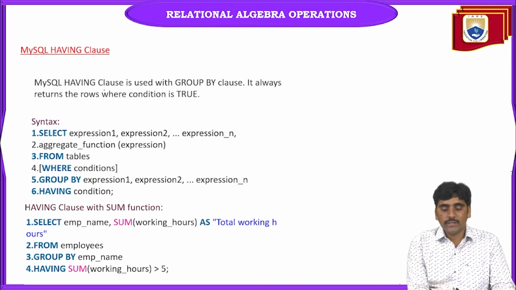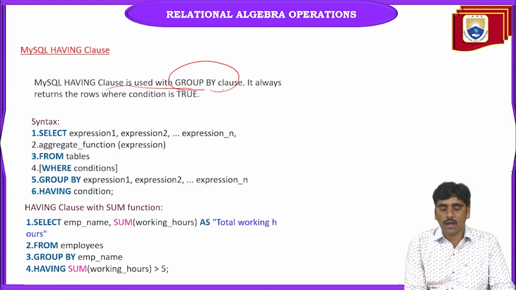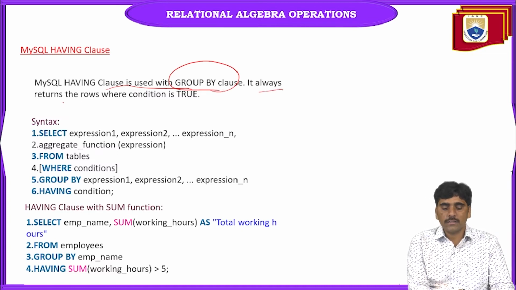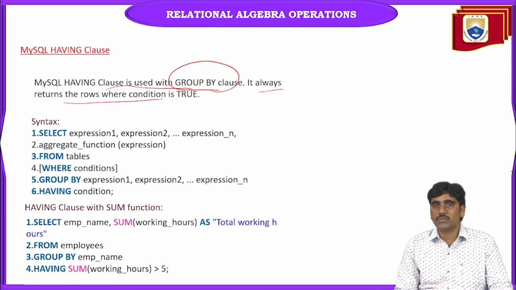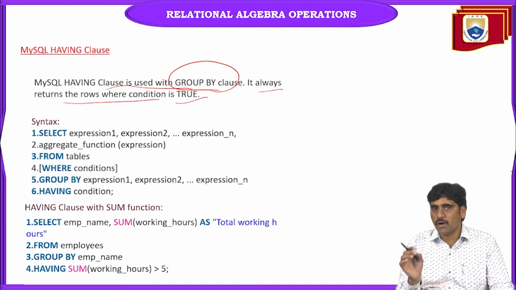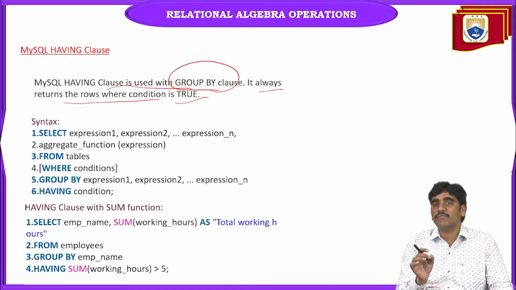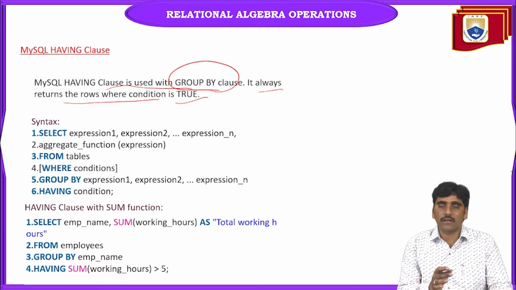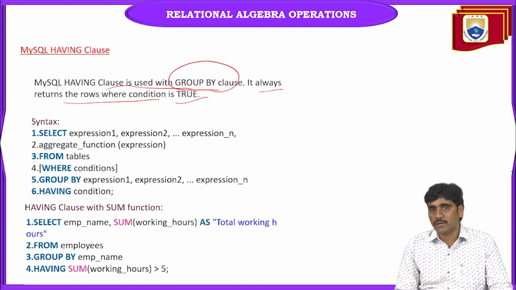MySQL HAVING clause. It is also used with the GROUP BY clause. It always returns the rows where the condition is true. It displays values based on the condition, true or false. If the condition is true, then it displays the tuples, the records. If the condition is false, it doesn't display the records.